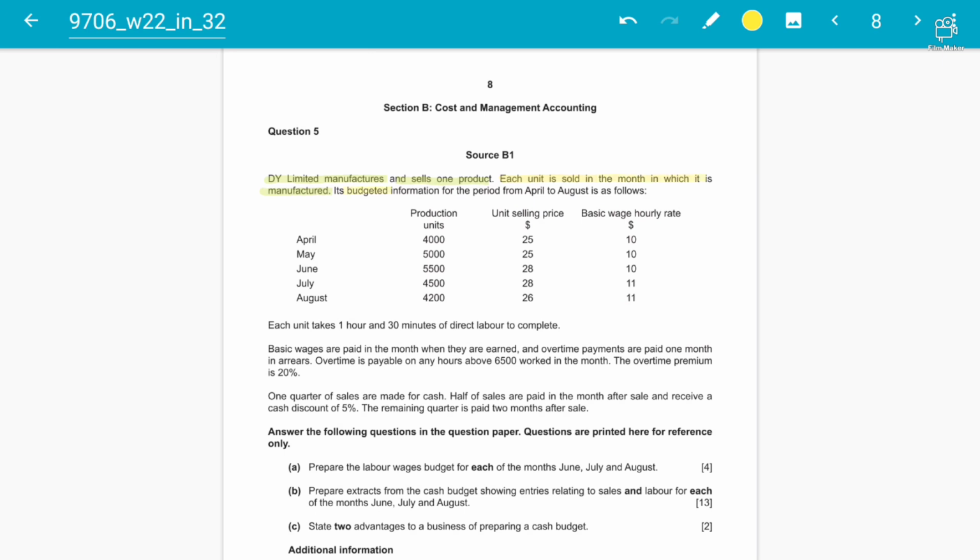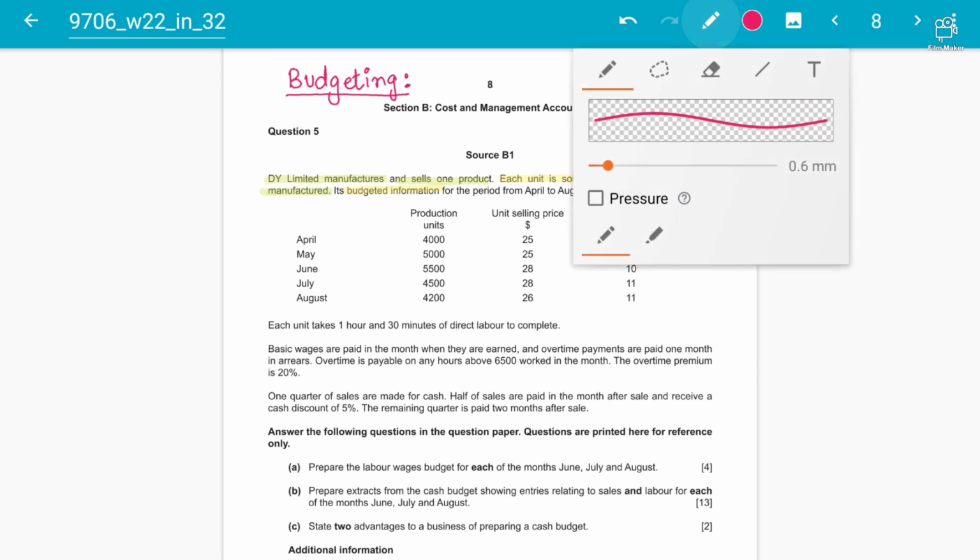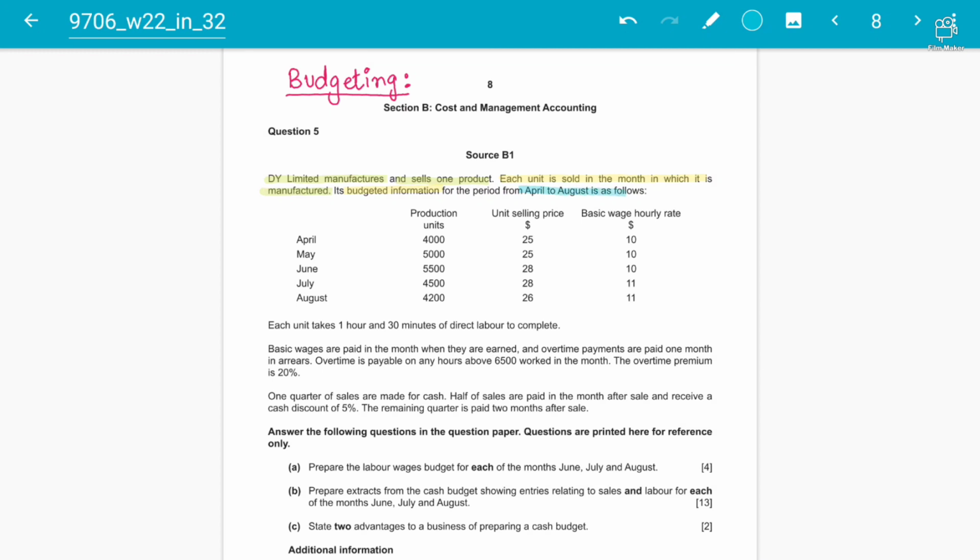So we have been given budgeted information as it's a budgeting question, from the budgeting chapter of the costing and management section. The information has been given from April to August. Always remember, more information will be given. Before reading the information, let's read the requirement. For 4 marks, the first part asks you to prepare the labor wages budget. You have to calculate how much the labor wages are for each of the months of June, July and August.